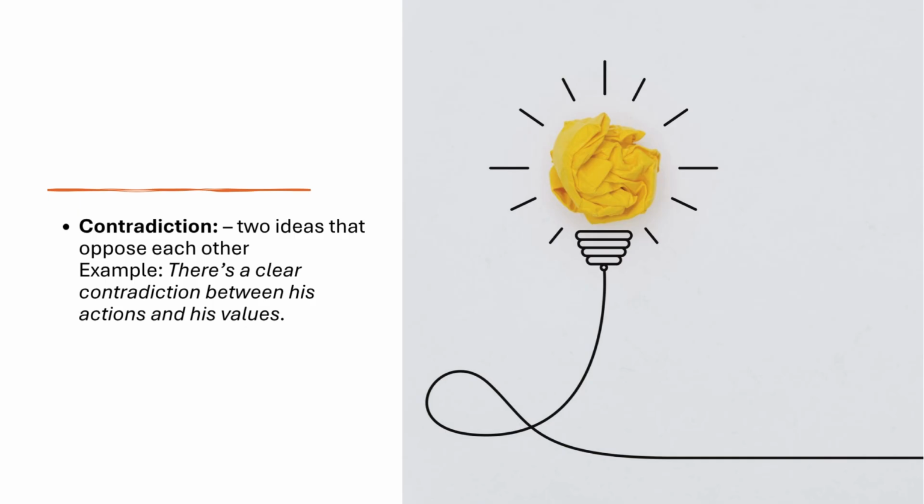And the next word is contradiction, which means two ideas that oppose each other. And here's an example. There is a clear contradiction between his actions and his values.